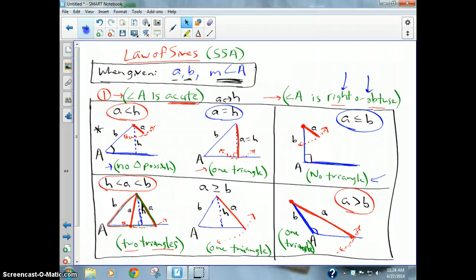And the last case is, what if A is greater than or equal to B? Then obviously it's greater than H too. Therefore, you only have one triangle because A has got to be longer than both H and B, and therefore when that side swings, it will only touch in one spot right there. Please pause the video if you need to and make sure your drawings are accurate and labeled.